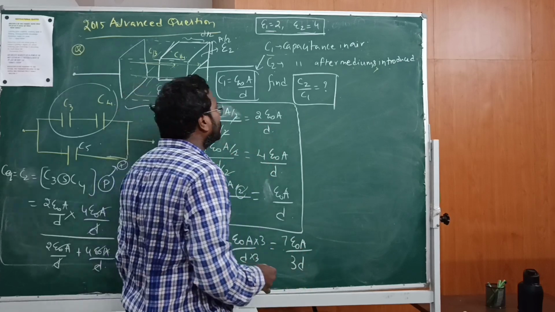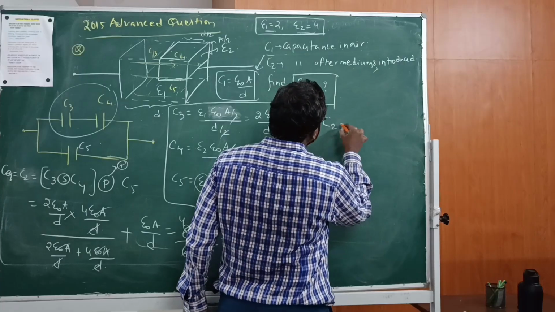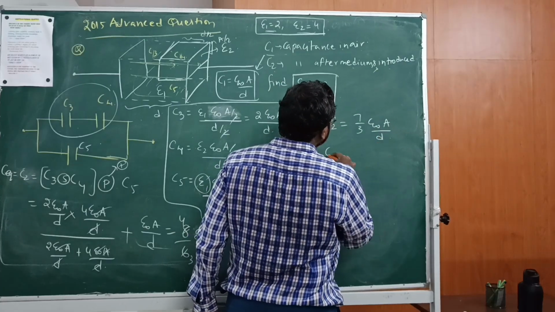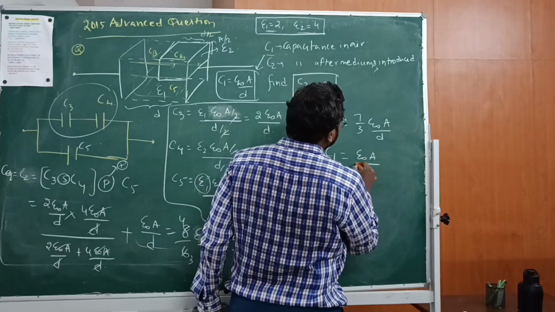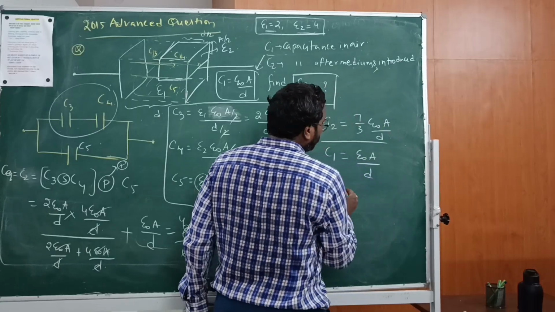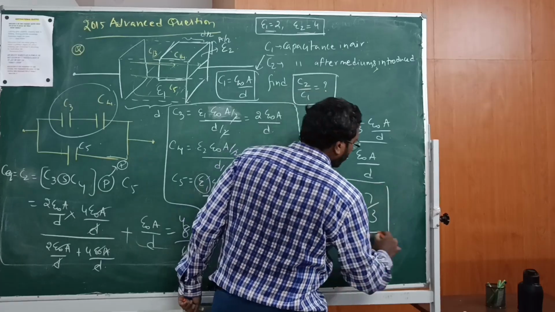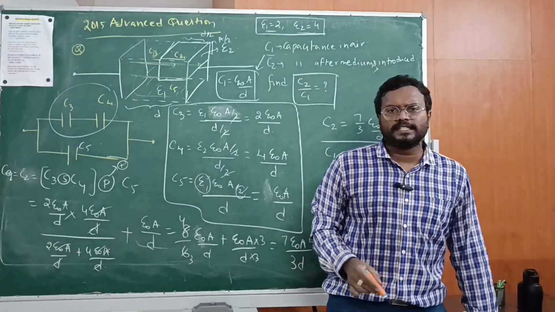What is it that they are asking here? The ratio of C2 by C1. C2 is 7 by 3 epsilon naught A by D, and C1 is what, ma? Epsilon naught A by D. So what is going to be the ratio of these two, ma? C2 by C1 is going to be 7 by 3. Is this idea clear, ma?